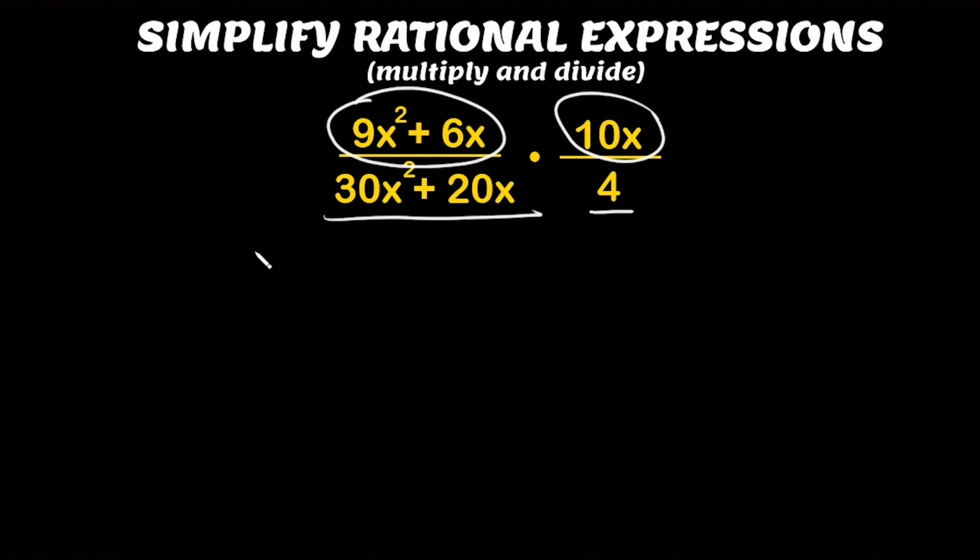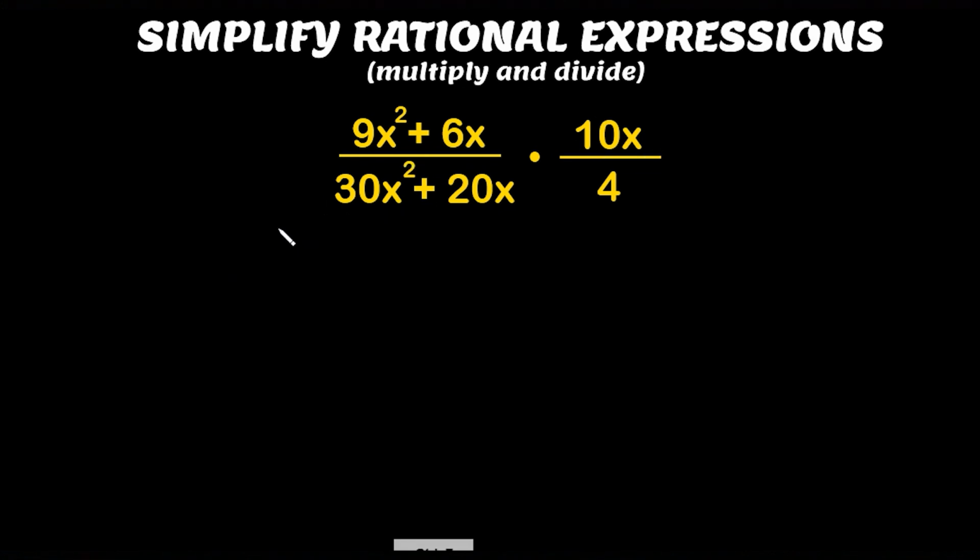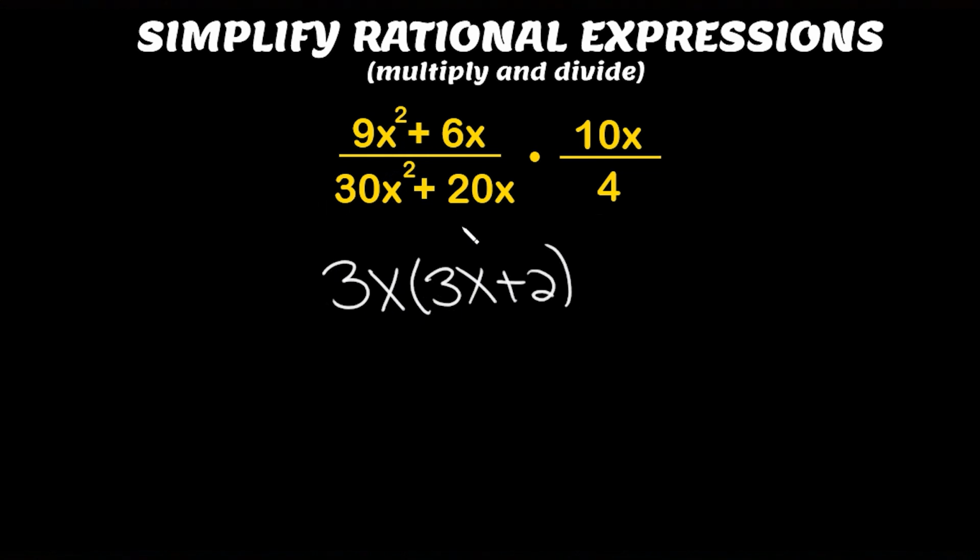Okay. So let's go ahead and do that. Looking at my first numerator, I can factor out a 3. I can also factor out an x. So doing that, I'm going to factor out a 3x, and that will leave me with 3x plus 2. Okay, there it is. Now I go to my denominator. I can pull out a 10. I can also pull out an x. So I'm going to pull out a 10x, and then in parentheses, I'll have 3x plus 2.